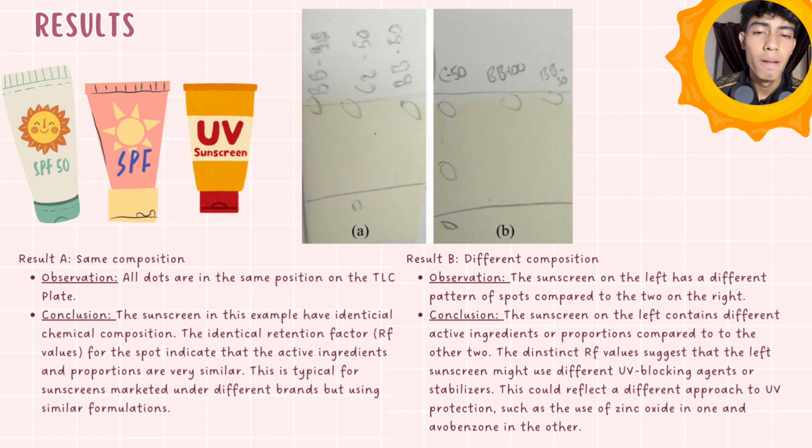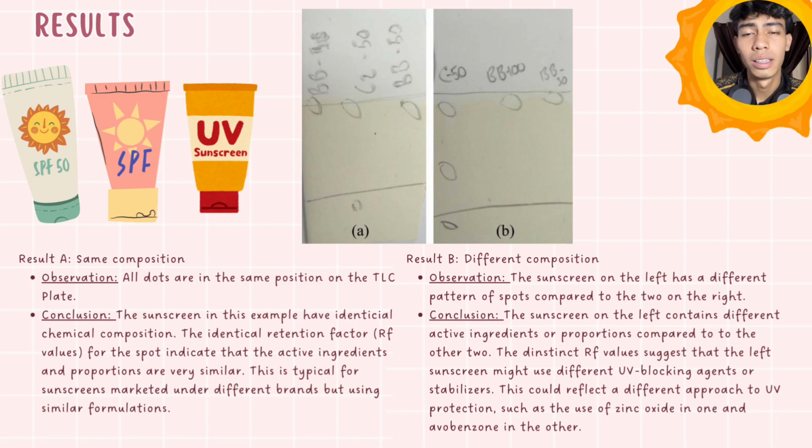For example, the sunscreen on the left may contain zinc oxide or titanium dioxide, which are physical blockers that reflect and scatter UV rays. In contrast, the sunscreen on the right might use avobenzone, oxybenzone, or octinoxate, which are chemical filters that absorb UV radiation.